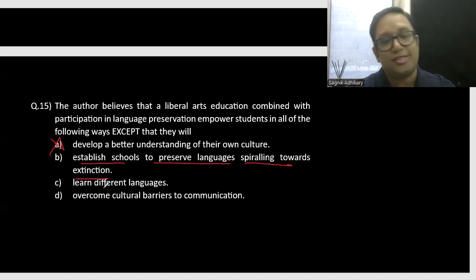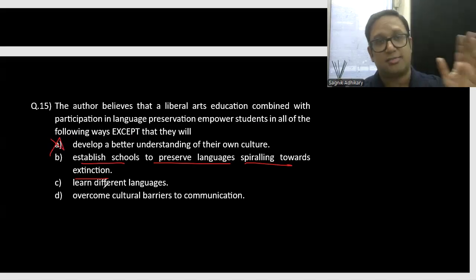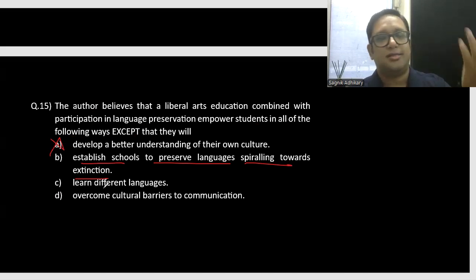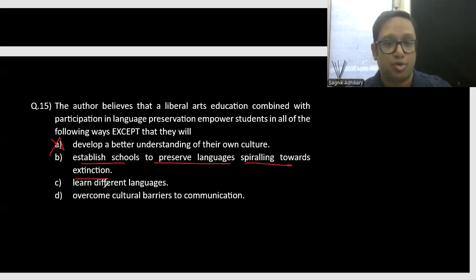Establish schools to preserve languages spiraling towards extinction. This is a valid choice because there's no mention of students establishing schools or taking action. There's mention of students becoming more tolerant, more accepting of other languages and cultures. Particularly, the first statement of the second last paragraph said, most students will not go to those lengths. The paragraph before that spoke of educators going to great lengths to preserve language, even someone going to the Amazon to record and document the language of a tribe where the last native speakers are about to die. So the language is about to go extinct.